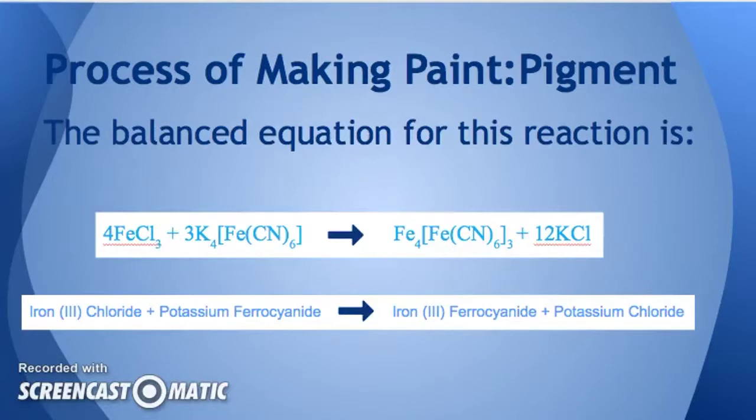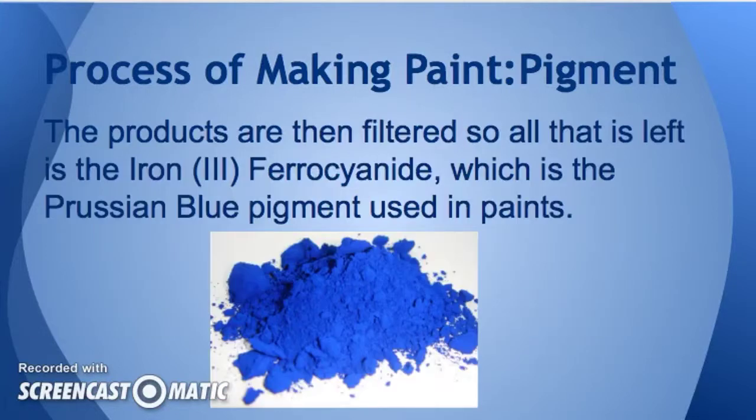The balanced equation for this reaction is iron(III) chloride plus potassium ferrocyanide yields iron(III) ferrocyanide plus potassium chloride. Then the products are filtered so only iron(III) ferrocyanide, which is the Prussian blue pigment used in paints, is left.